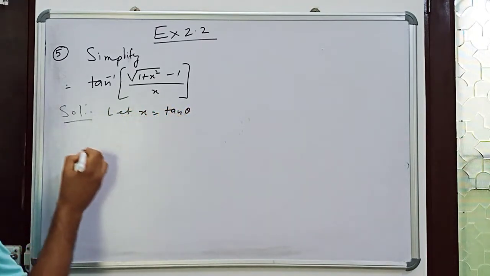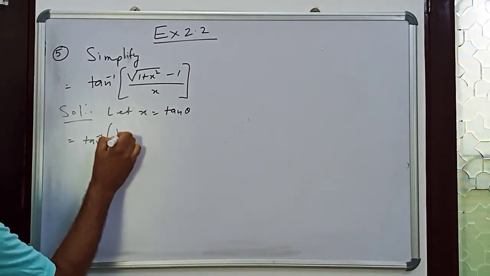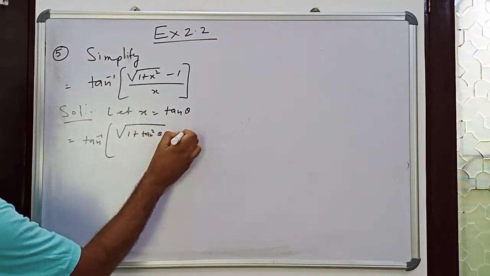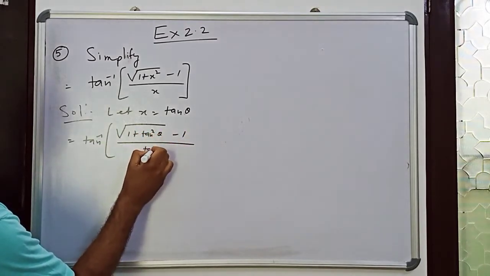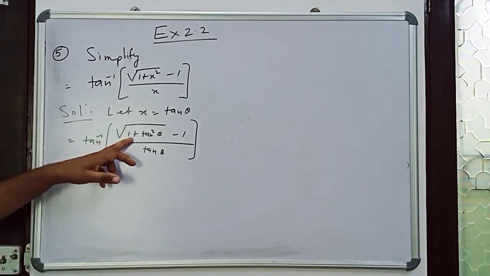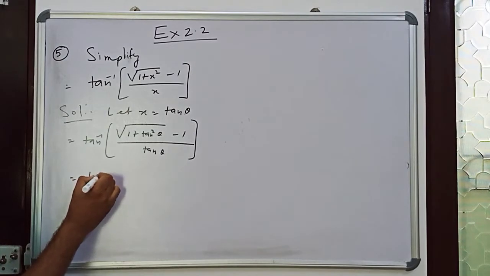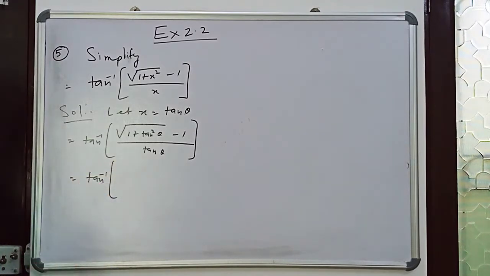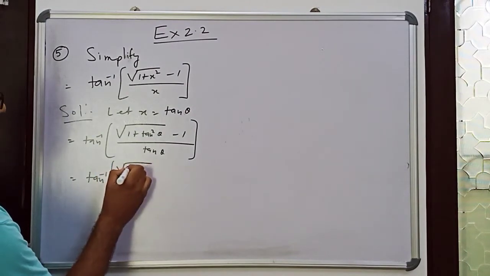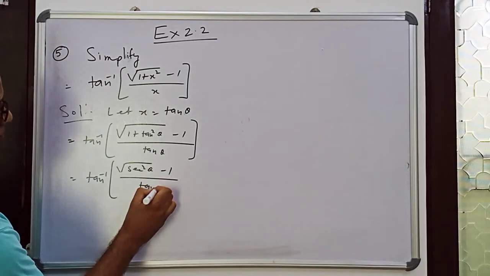tan theta. Then this expression will convert into root of 1 plus tan square theta minus 1, upon tan theta. See this part, root 1 plus tan square. You know the formula for 1 plus tan square? You have read this identity in the 10th class and in the 11th class. It is sec square theta. First let me write sec square theta minus 1 upon tan theta.